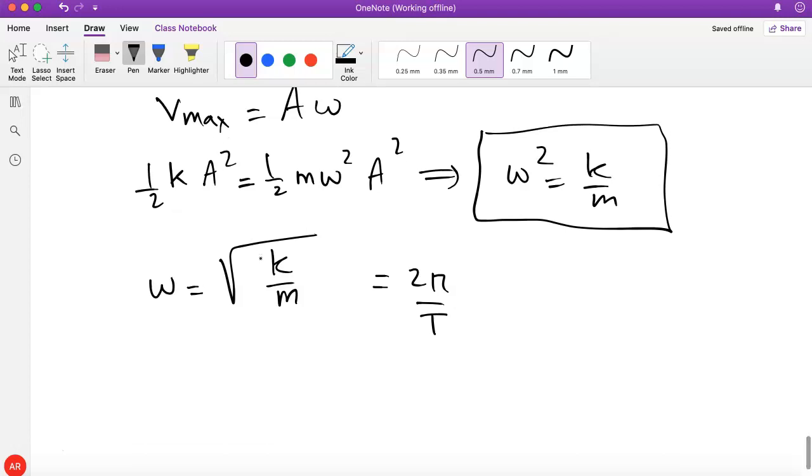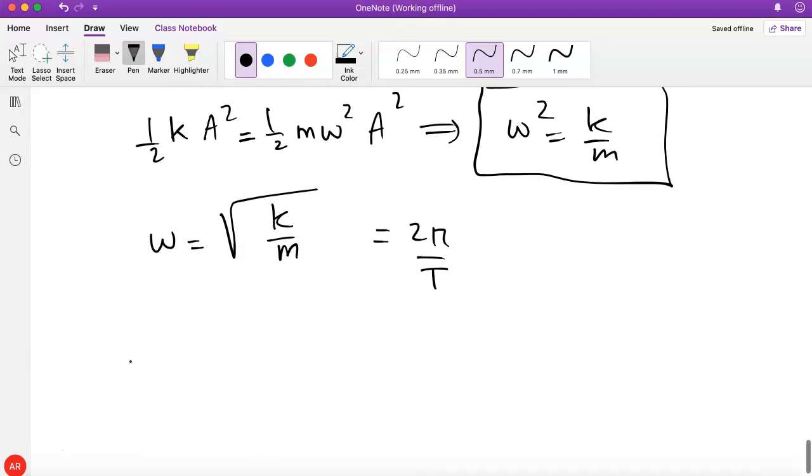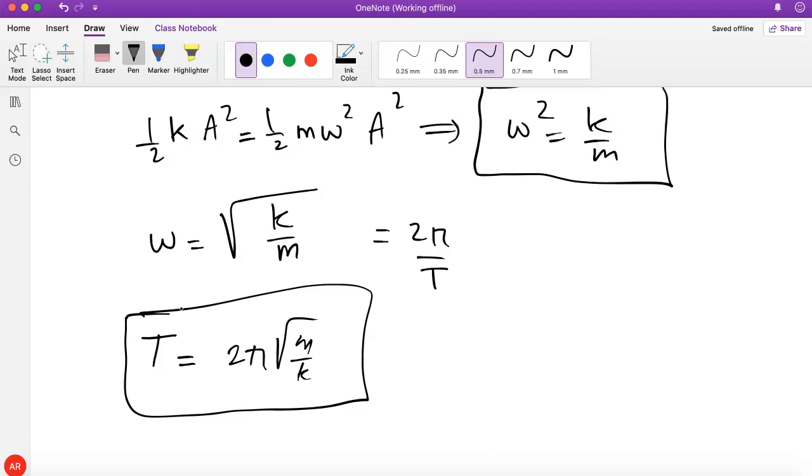So we can solve a few other things. Using this, for example, we can solve for the period, and say the period is 2 pi square root m over k, etc. All right.